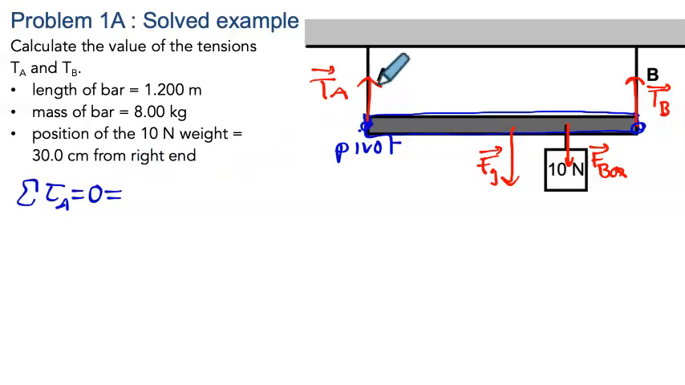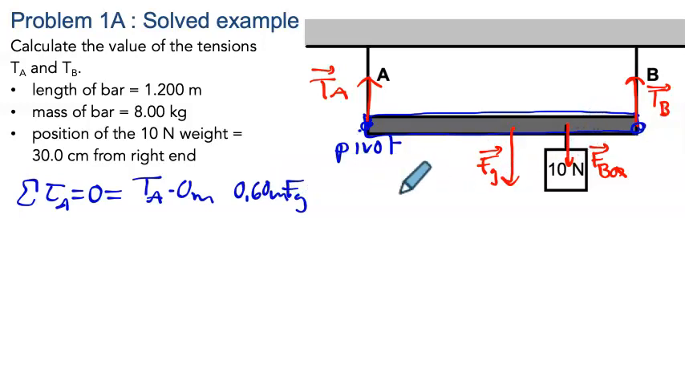So we would just want to go and add the contribution from each force. All the forces are perpendicular to the r vector, so everything will already be with moment arm, or lever arm if you prefer. So let's start with TA. For TA, we know that the lever arm will just be 0 meters. Then we have FG, and for FG, the distance to the pivot will be half of the length of the bar. So this will be 0.60 meters.